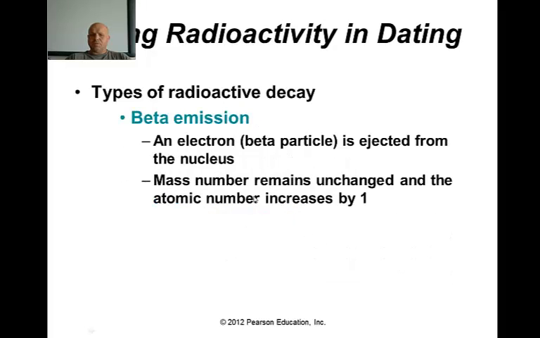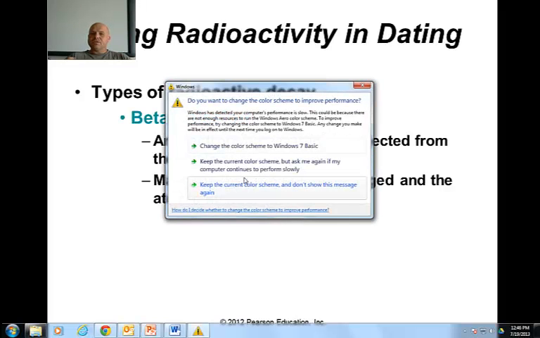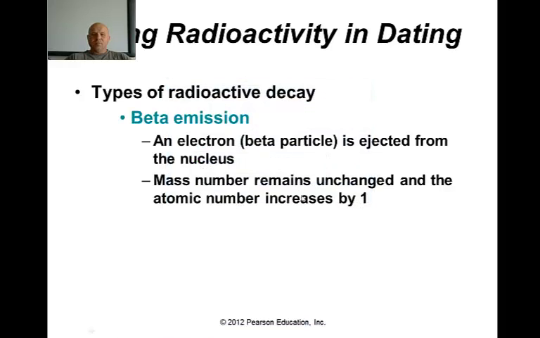Next one is the beta emission. With a beta emission, an electron is ejected from the nucleus. So it takes one of its electrons, doesn't want it, gets rid of it, and the mass number remains unchanged. That's how we know it has changed itself, and the atomic number is increased by 1. Okay, so it doesn't really lose much there, just 1 electron.